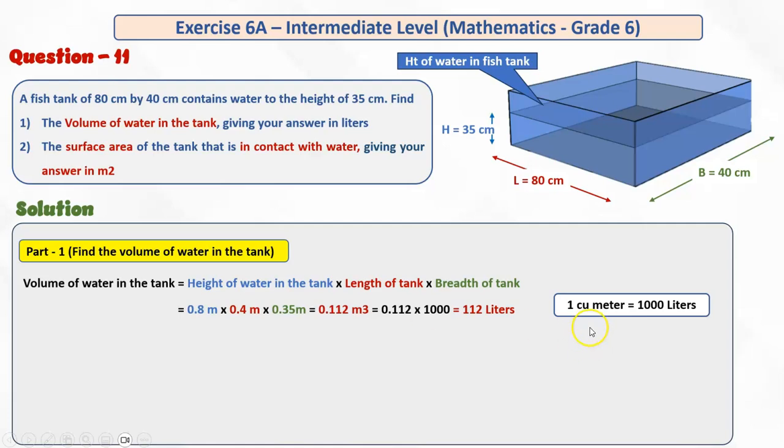And we know that 1 cubic meter is 1000 liters, just like in the last question. So 0.112 multiplied by 1000 would give us 112 liters, which is the answer for part 1.